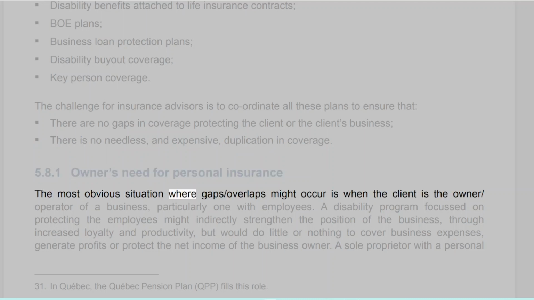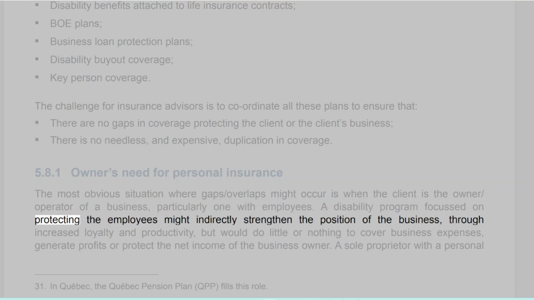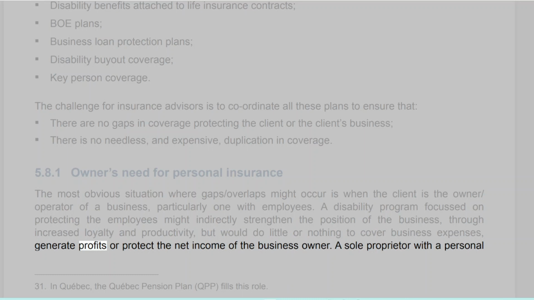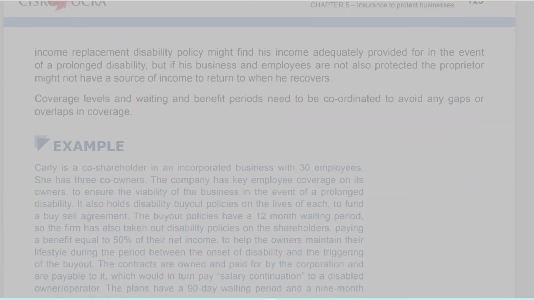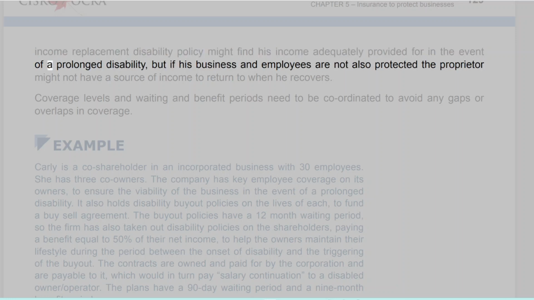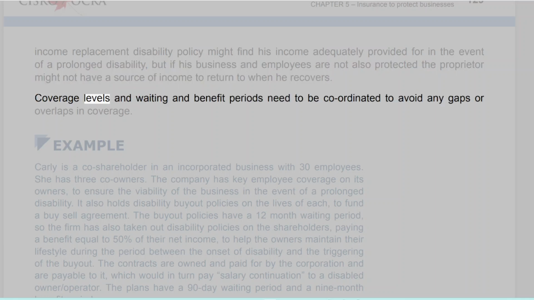The most obvious situation where gaps or overlaps might occur is when the client is the owner/operator of a business, particularly one with employees. A disability program focused on protecting the employees might indirectly strengthen the position of the business through increased loyalty and productivity, but would do little or nothing to cover business expenses, generate profits, or protect the net income of the business owner. A sole proprietor with a personal income replacement disability policy might find his income adequately provided for in the event of a prolonged disability, but if his business and employees are not also protected, the proprietor might not have a source of income to return to when he recovers. Coverage levels and waiting and benefit periods need to be coordinated to avoid any gaps or overlaps in coverage.